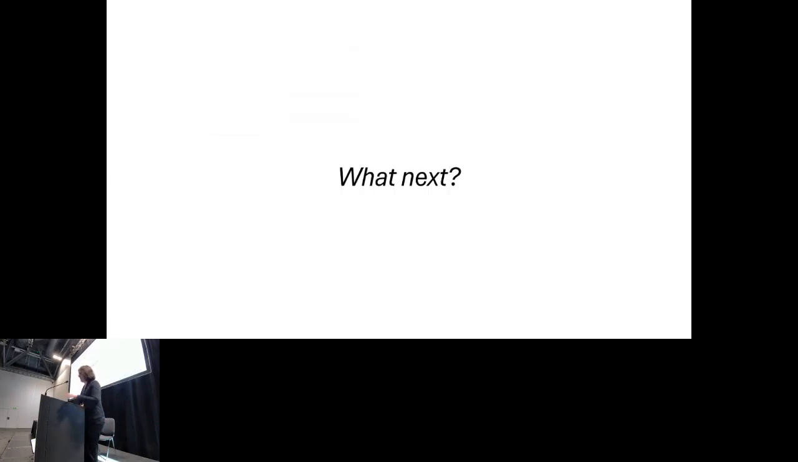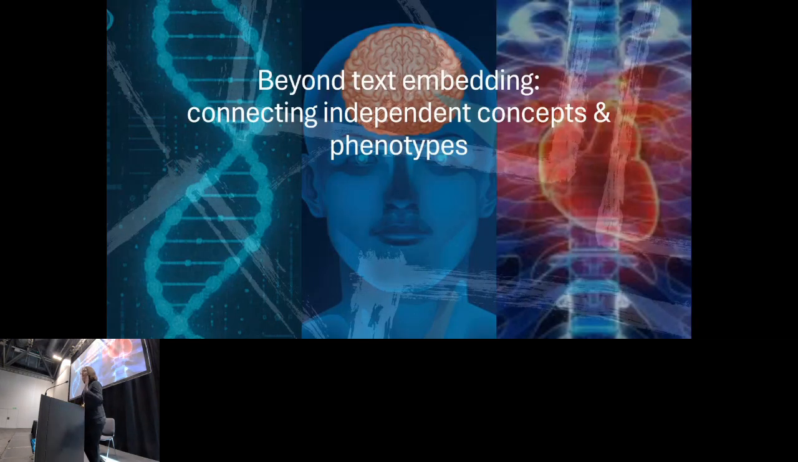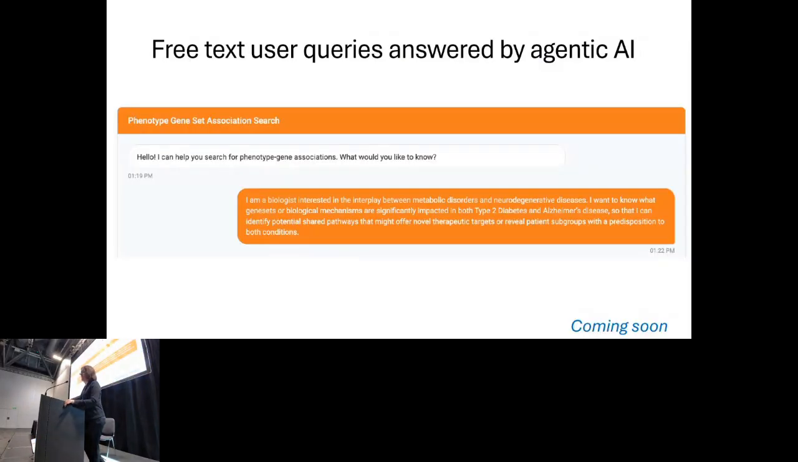So what's next? We want to move beyond text embedding and to allow users to connect independent concepts and phenotypes. The way we plan to do that is through agentic AI. Imagine a world where a user could come in, enter by free text what it is they actually are interested in studying, and get an output.